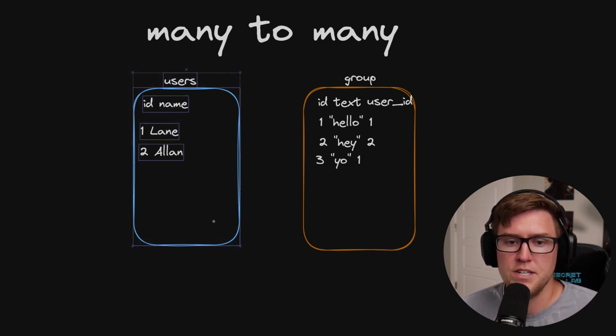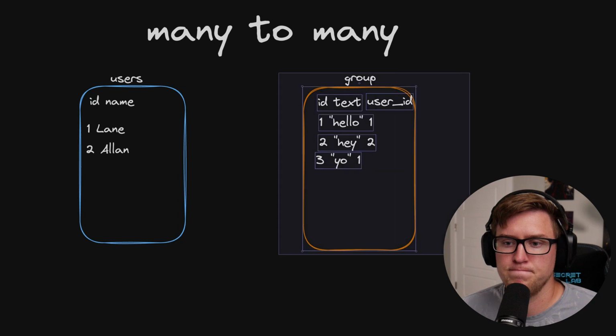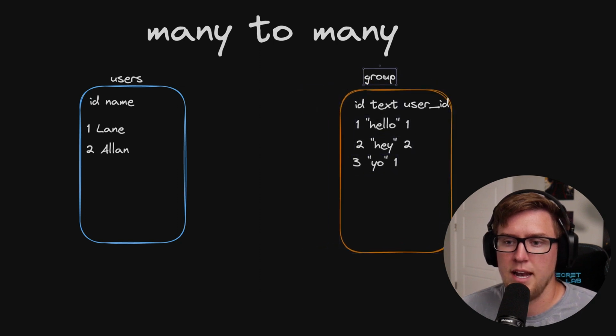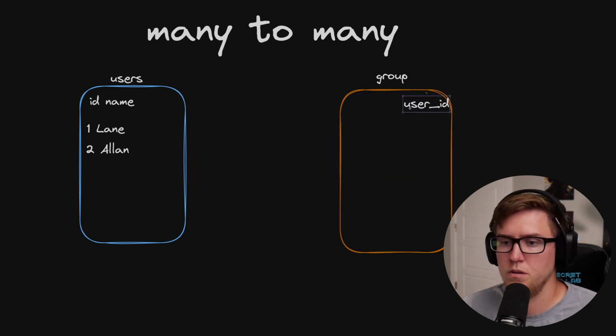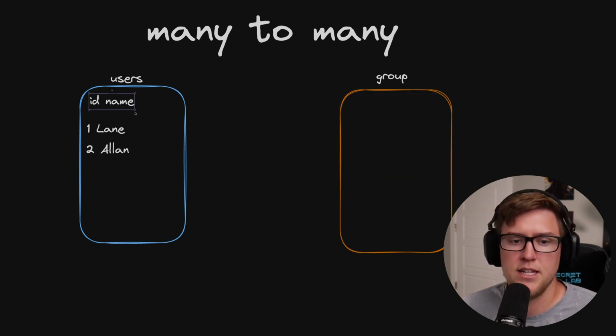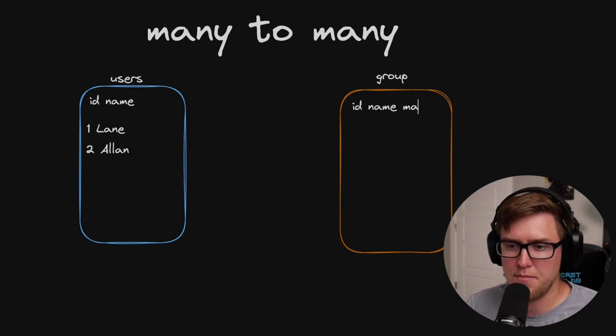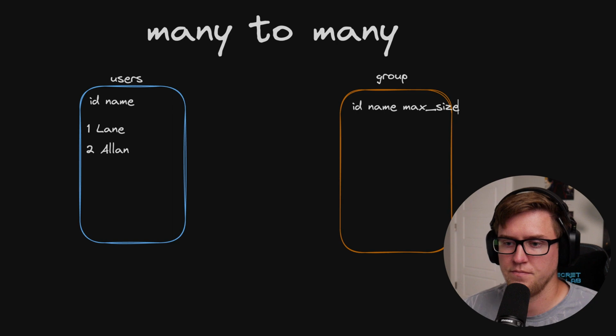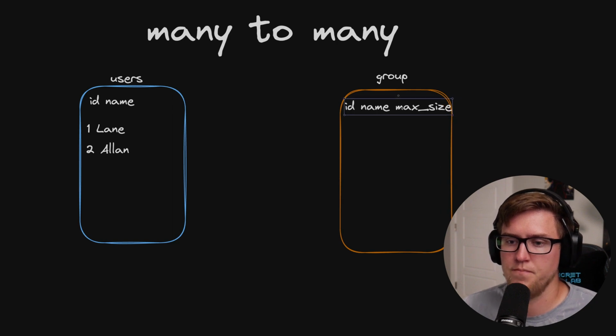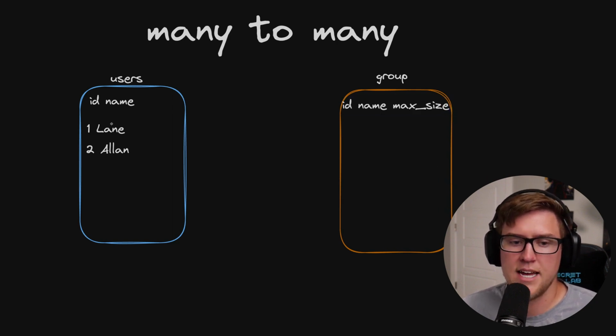Okay, let me move these apart just a little bit. Now, a group is going to have slightly different data. A group should probably have a name. I guess that makes sense. But just to keep it a little unique, let's say that a group also has a max size. Okay. And let's add a couple of groups.